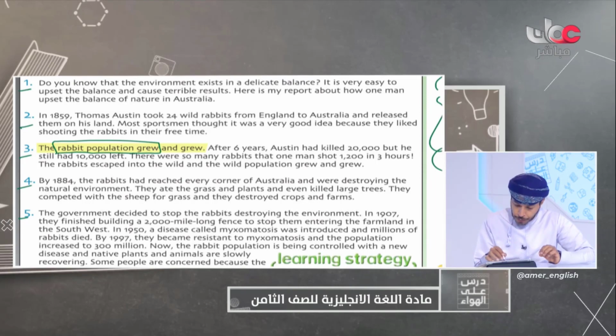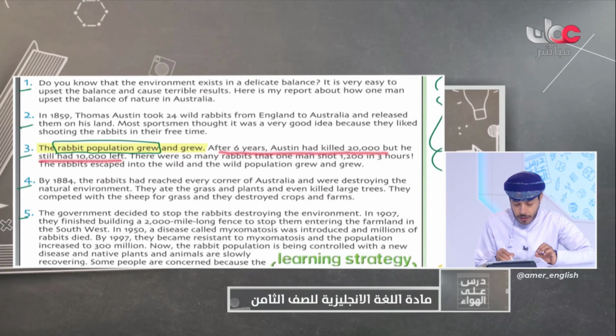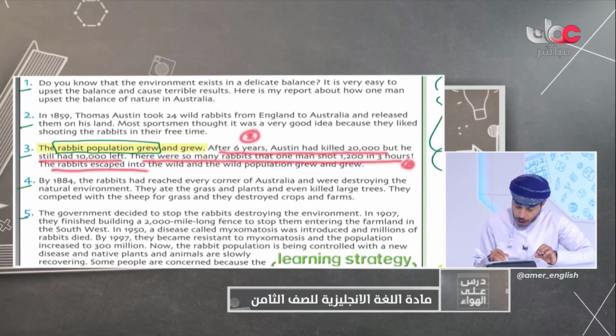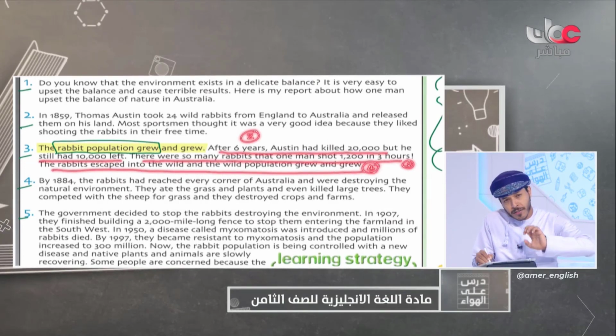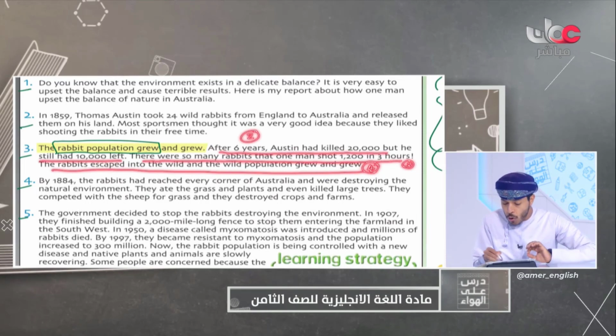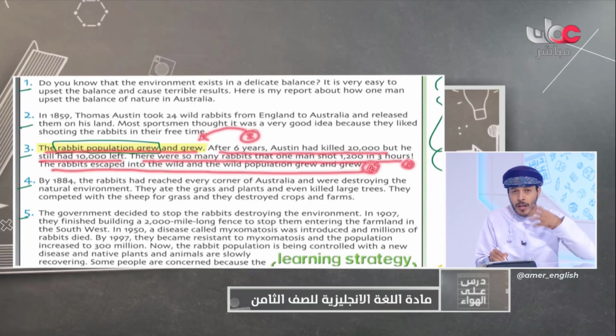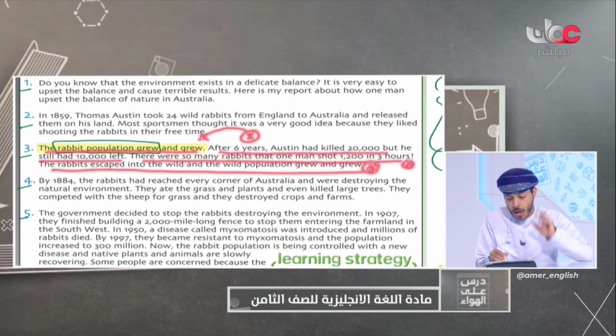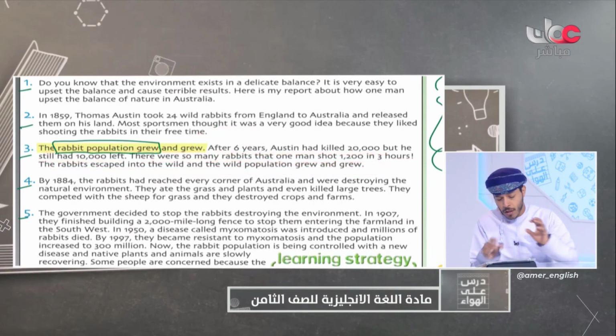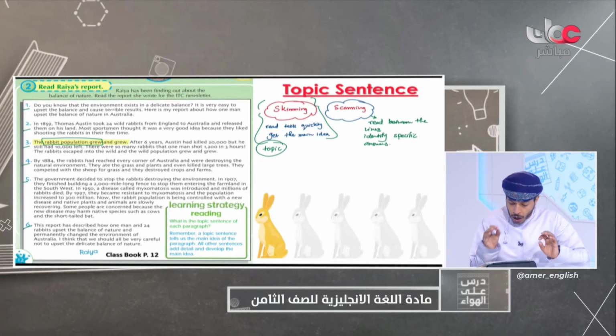All the sentences, listen carefully, all the sentences that come after this topic sentence, for example, this sentence, which is sentence number 2, sentence number 3, and all these sentences are supporting sentences. Why? جمل داعمة. Because they support the main sentence, which is the topic sentence. They tell us more details about the topic sentence. So this is the idea of a topic sentence. Okay, so topic sentences are sentences which tell us the main idea of each paragraph.